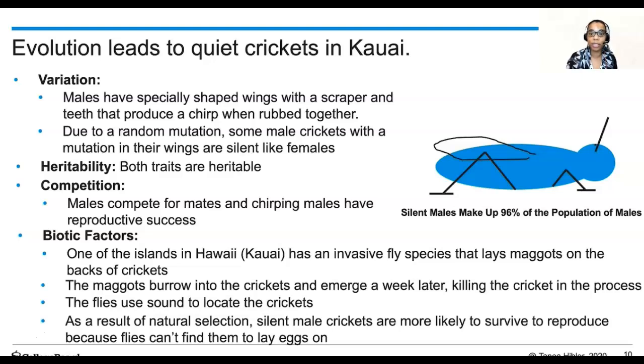So, as a result of natural selection, the silent male crickets are more likely to survive to reproduce because the flies can't find them to lay eggs on. So over time, this population became more silent. Silent males now make up 96% of the population of males. It's a great example.